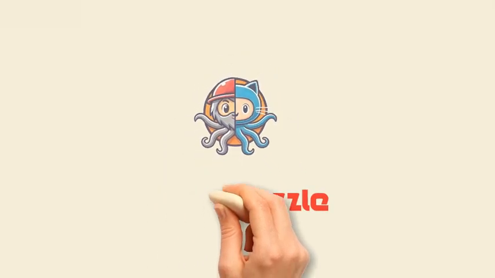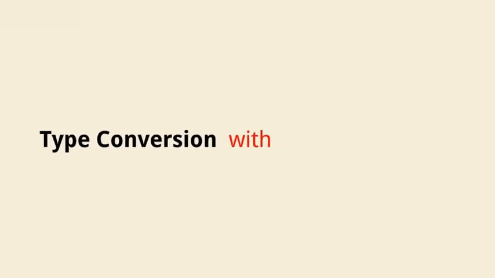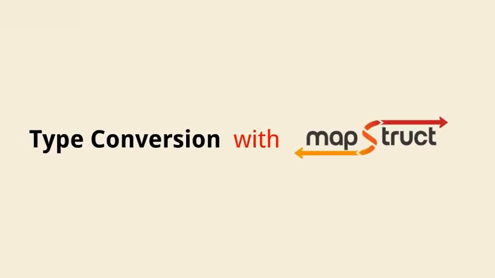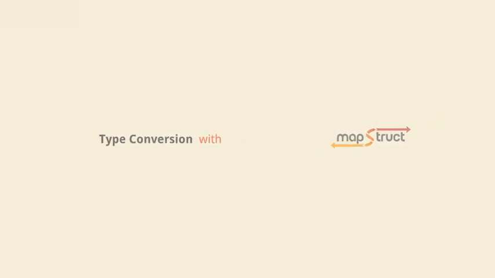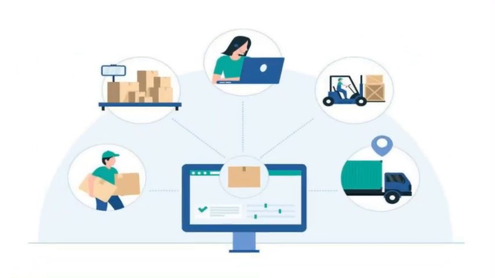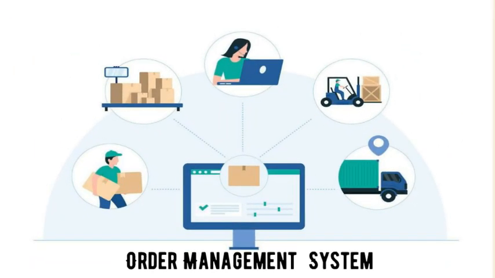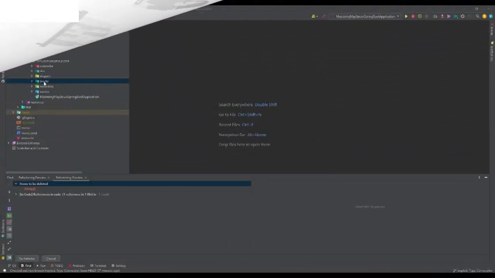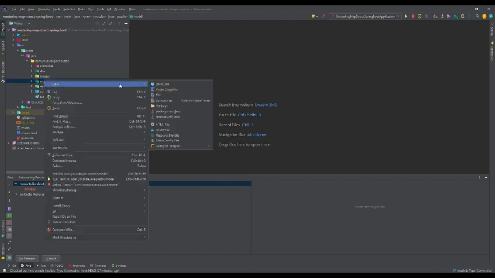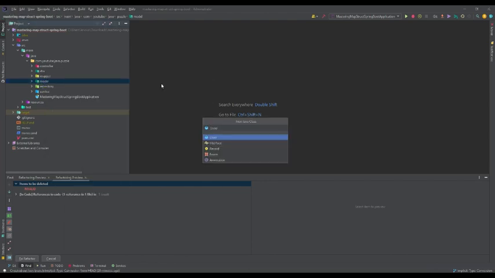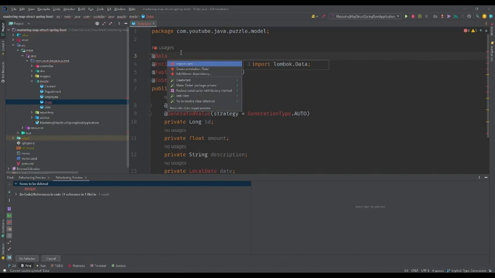In today's episode, we will dive into a real world use case of type conversion with MapStruct. We will use a simple order management example to demonstrate how MapStruct makes type conversion easy and efficient. Ready to explore this powerful feature? Let's jump in. So first, let's create one entity class named Order, and we import all this.